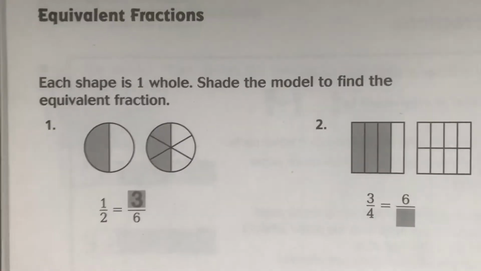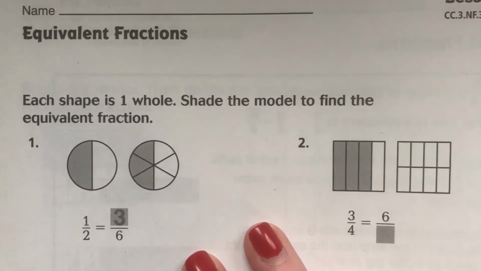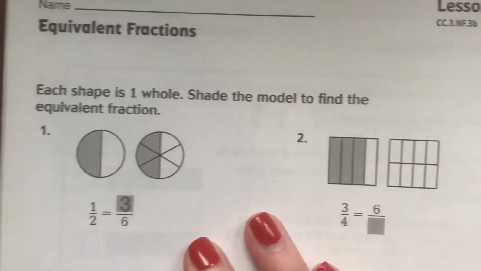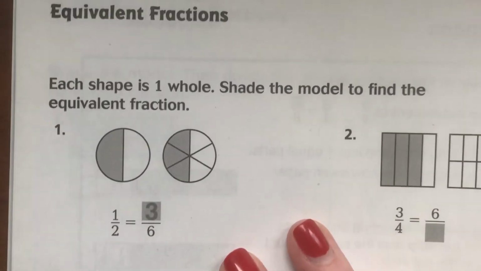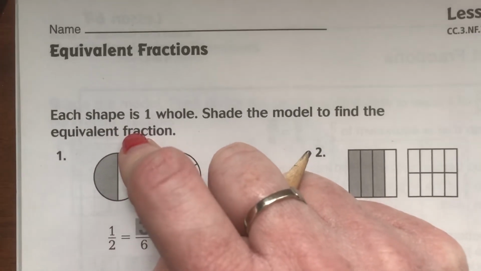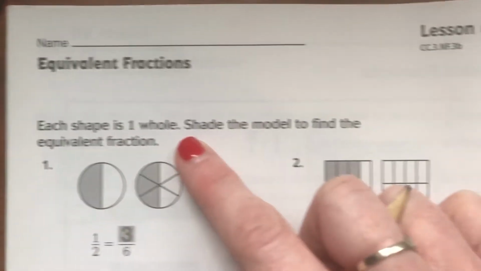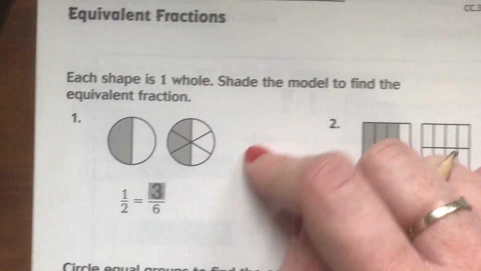Okay, let's take a look now. Page 128. Same idea. Shade the model to find the equivalent fraction. I'm sorry, I read this wrong. Each shape is 1 whole. Shade the model to find the equivalent fractions.